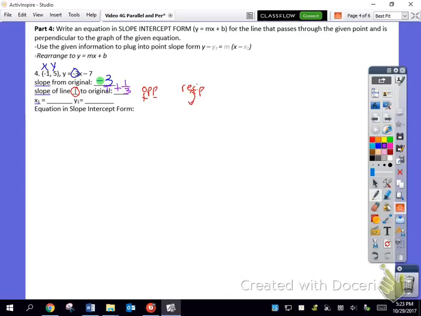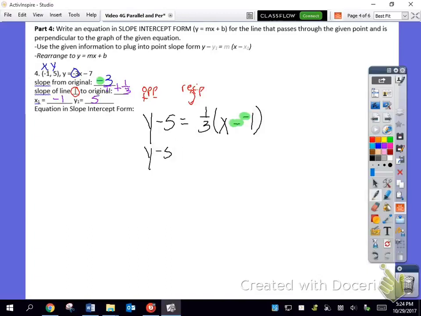Okay, because I had to flip. So positive 1/3, the x is negative 1, the y is 5. So now write your equation. I'm going to start with point slope first. Y minus 5 equals positive 1/3 parentheses x minus negative 1. Remember, minus and negative, you're going to write that as a plus.